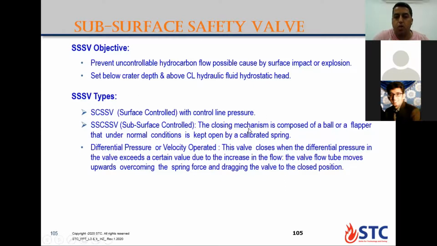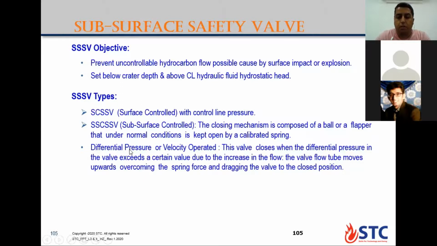The closing mechanism here is composed of a ball or flapper, which under normal condition is kept open by a calibrated spring. You have calibration at the surface for pressure drop, or delta P. You adjust it at the surface and you run the valve. In normal condition, it will be open. If the delta P changes, it will start to close itself. That's why it's controlled in the subsurface. You don't have a control line from the surface to control opening and closing. That's why it's called subsurface control.